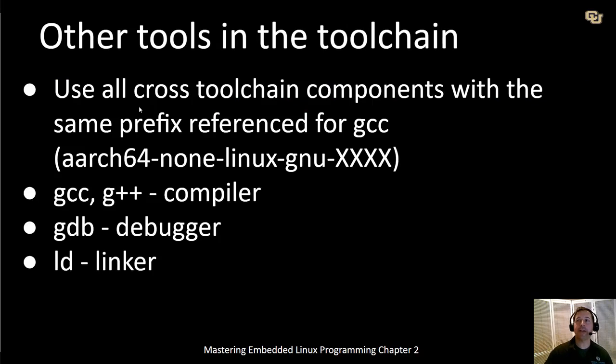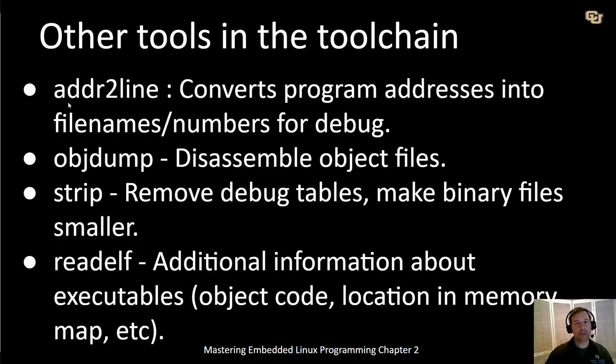Some of the other tools that are going to be located in the tool chain are going to be GCC and G++, so the different compiler types. G++ would be the one you'd use for C++. GDB, so your cross debugger, would be located here, and LD would be your cross linker. There's also a few other utilities the book goes over. addr2line can convert the program address into file names and numbers for debug, and objdump. We'll get into this one in a later assignment, but this is useful for taking an object file and relating the content of an output object file to associated source code.